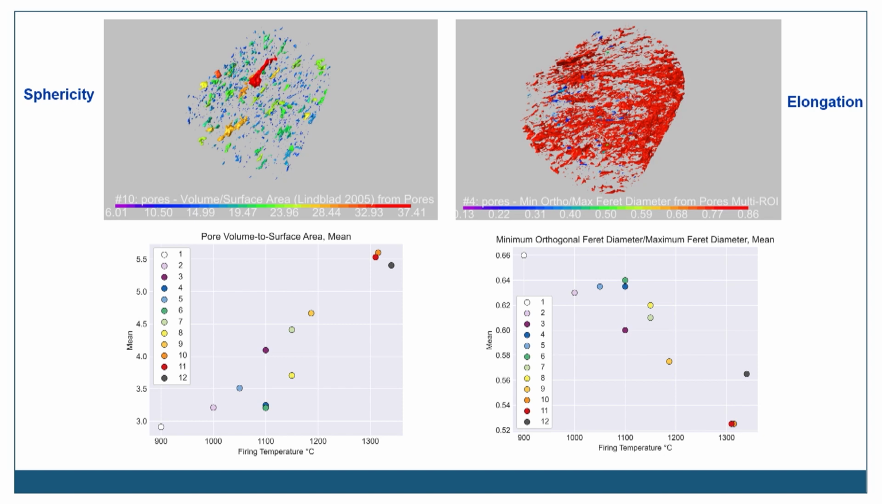So taking a lot of these parameters together in a multivariate statistical analysis can help us determine the probable firing temperature for ancient ceramics.